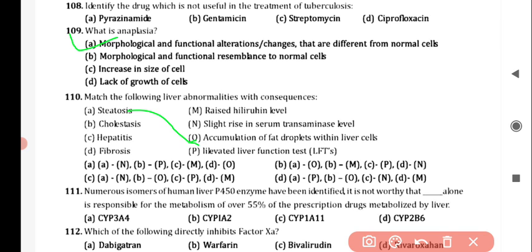Next is cholestasis. It correctly matches with option number M, raised bilirubin level. Next is hepatitis. It correctly matches with option P, that is elevated liver function test. Next is fibrosis. It correctly matches with option number N, that is slight rise in serum transaminase level. So the correct answer for this question is option B.